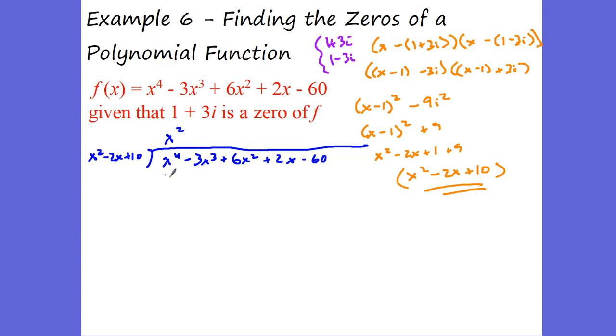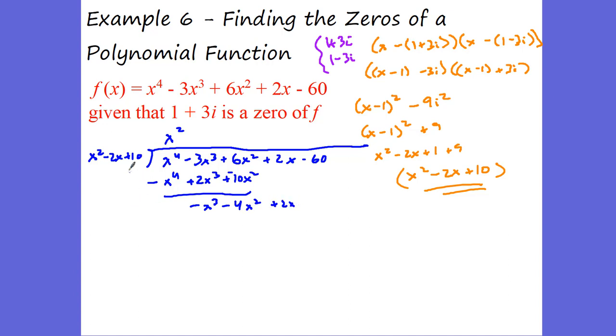So we have x to the 4th; x squared times negative 2x is negative 2x cubed; x squared times 10 is 10x squared. What do we do with long division? We switch our signs. So x to the 4th becomes 0, negative 2x cubed becomes negative x cubed, and we get negative 4x squared plus 2x.